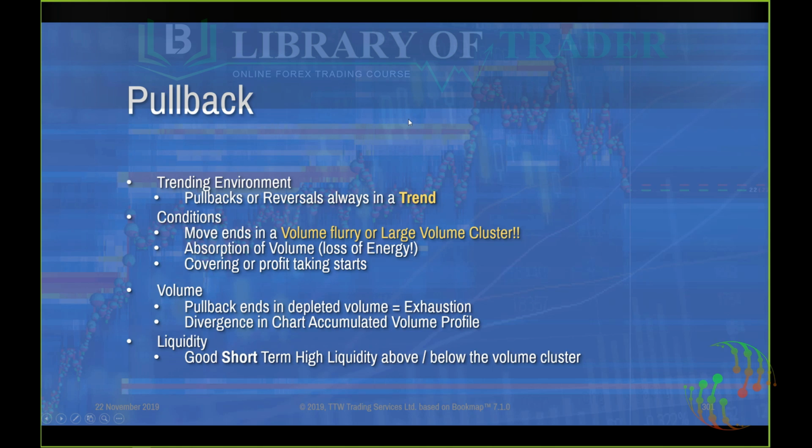Pullbacks, we talked about pullbacks. They are happening in a trending environment. Pullbacks or reversals always happen in a trend. The move ends in a volume flurry or large volume cluster. Absorption of the volume happens, that means loss of energy. Covering or profit taking starts. The pullback ends in depleted volume, that means exhaustion. Divergence in the chart, accumulated volume profile, and this is a good short term. We should find liquidity, good short-term high liquidity, above or below the volume cluster.